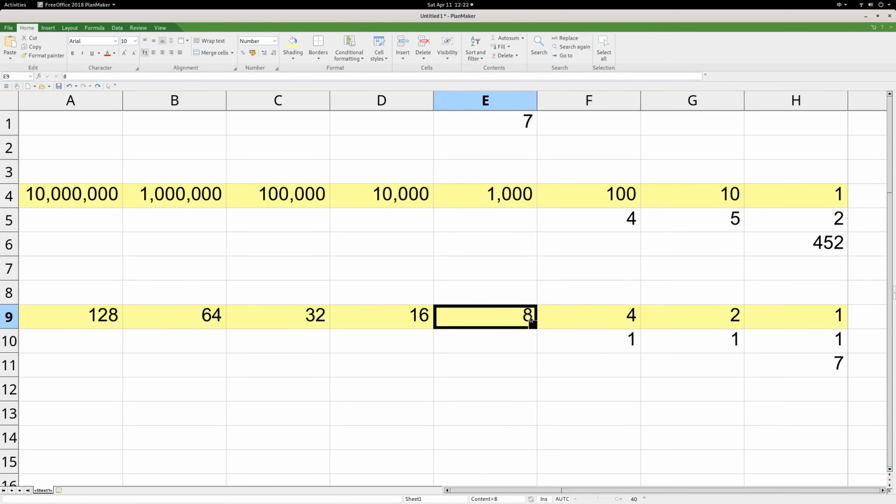2 to the third power, 8. 2 to the fourth power, 16. 2 to the fifth power, 32. All the way to 2 to the 7th power. Now, if you want to calculate the binary number 111, how do you calculate it? Same. 1 times 4 plus 1 times 2 plus 1 times 1, which is 7.